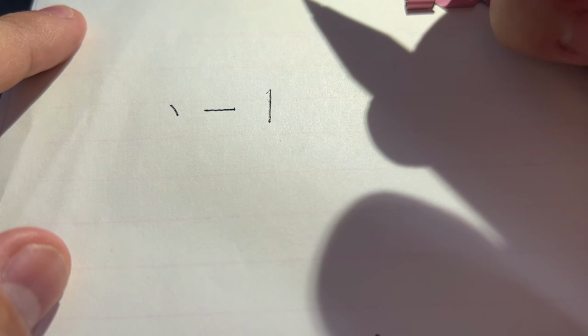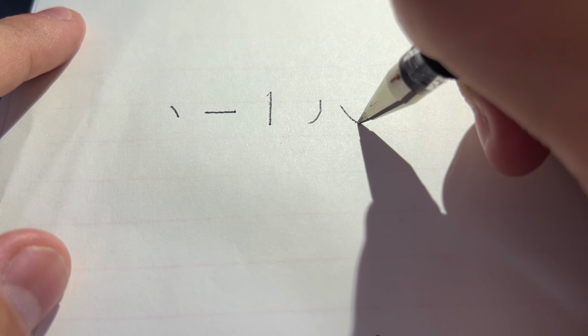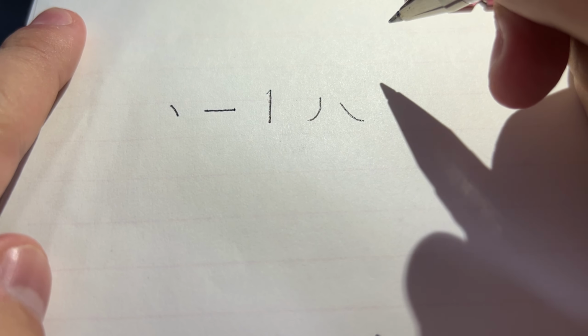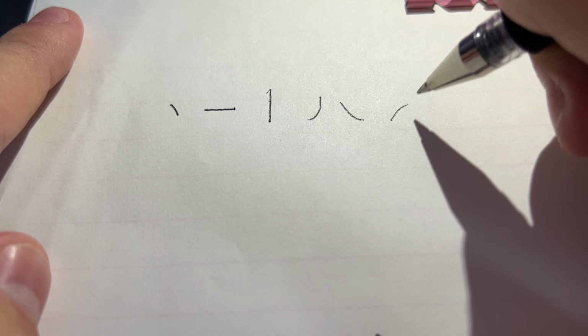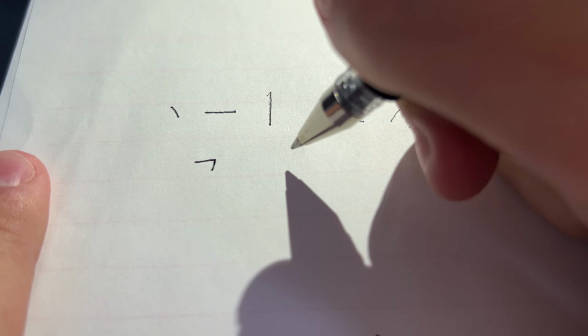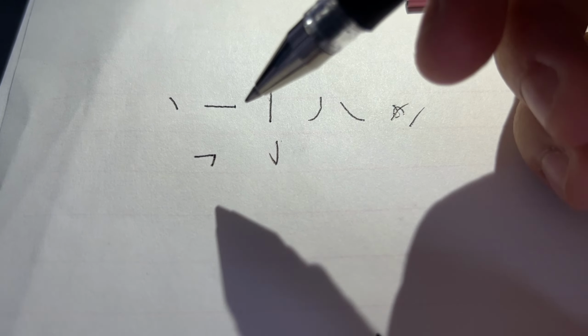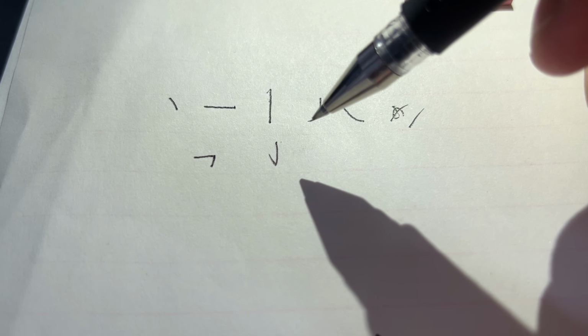Let me revise it. Dot, horizontal, vertical, to the left, to the right, T, 折, and 竖钩. That's today's 8 strokes. Hope you can learn and practice them well.